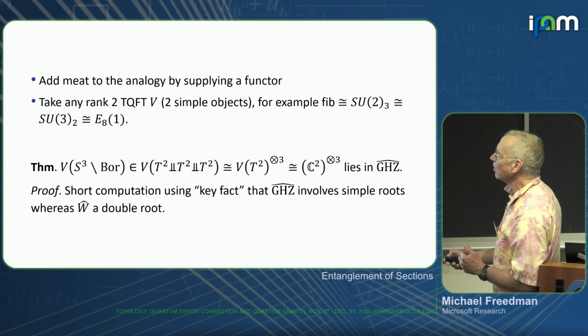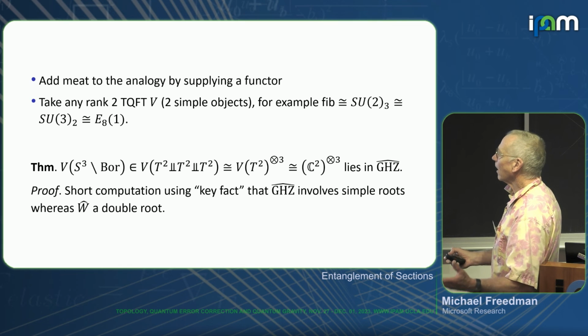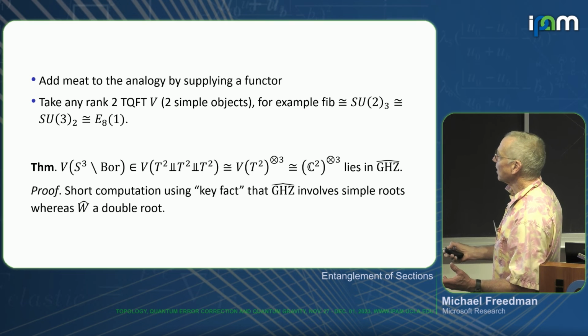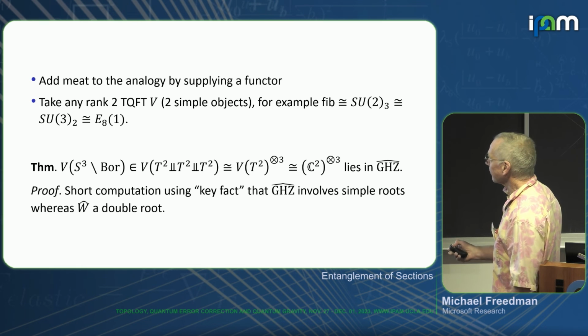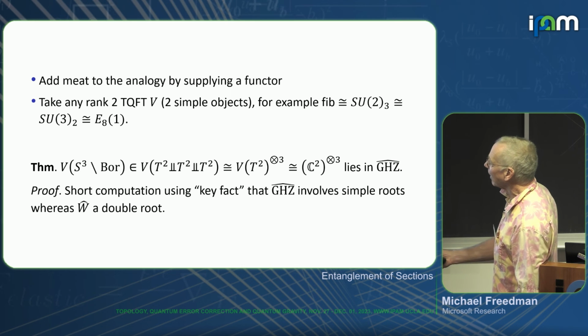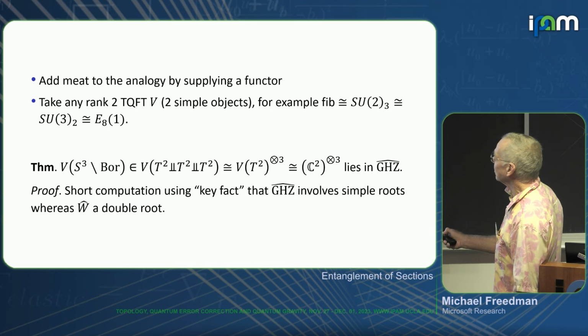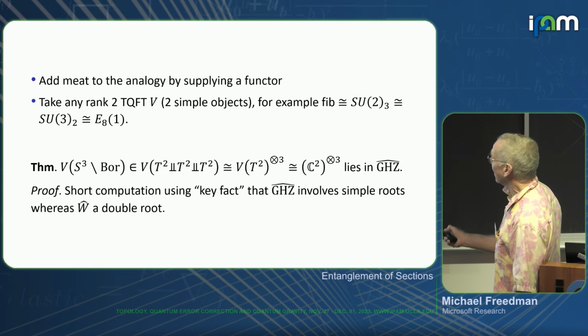In a 2+1 dimensional TQFT, what it does is it takes the bulk three-manifold and turns it into a vector in the Hilbert space spanned by the boundary. But the Hilbert space spanned by the boundary is just 3 qubits in the case of a rank 2 theory. Each torus is a qubit. And the theorem Matt and I noticed is that the Borromean ring complement lies in GHZ. That is, the state is entangled in that class.